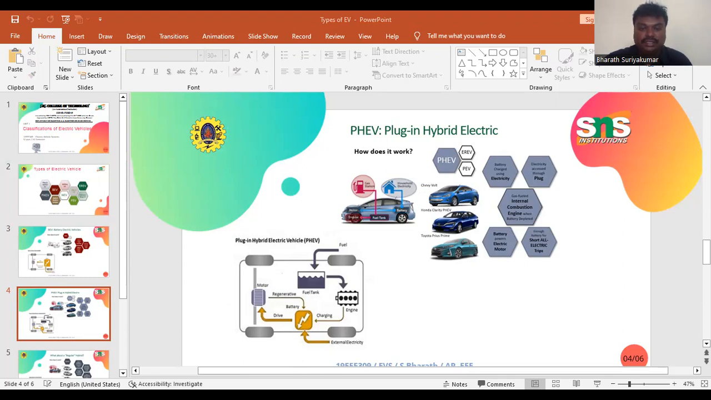PHEVs offer the benefits of both electric and gas-powered vehicles, with increased fuel efficiency and reduced emissions. These PHEVs are the type of electric vehicles that combine an electric motor and an internal combustion engine to provide propulsion. There are various advantages of using PHEVs: increased electric-only range, flexibility, reduced emissions, and lower operating cost. Some disadvantages also: limited electric-only range, higher upfront cost, and charging infrastructure. Overall, PHEVs are a good transportation option for those who want the flexibility of a gas-powered vehicle with the increased fuel efficiency and reduced emissions of an electric vehicle.